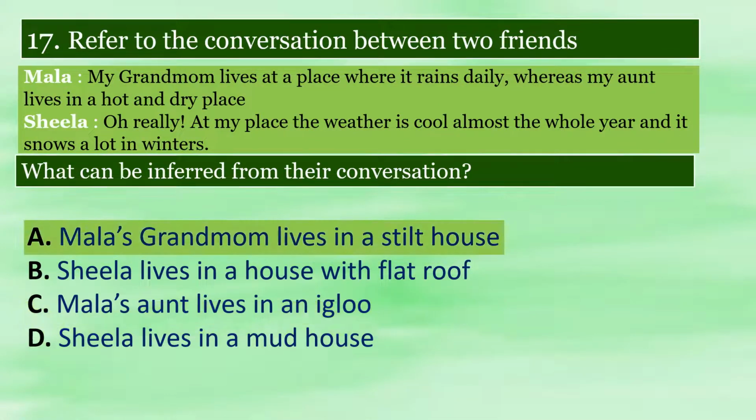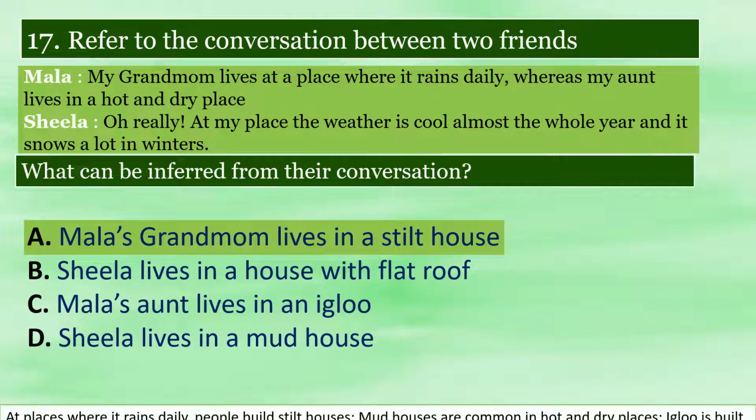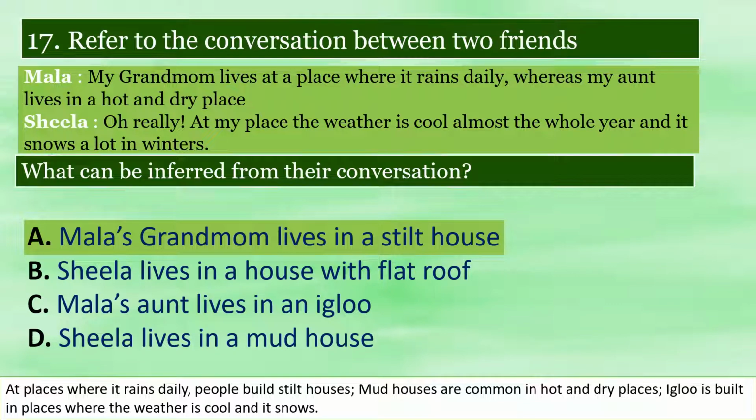The answer is option A, Mala's grandmom lives in a stilt house. At places where it rains daily, people build stilt houses. Mud houses are common in hot and dry places. Igloo is built in places where the weather is really cold and it snows.